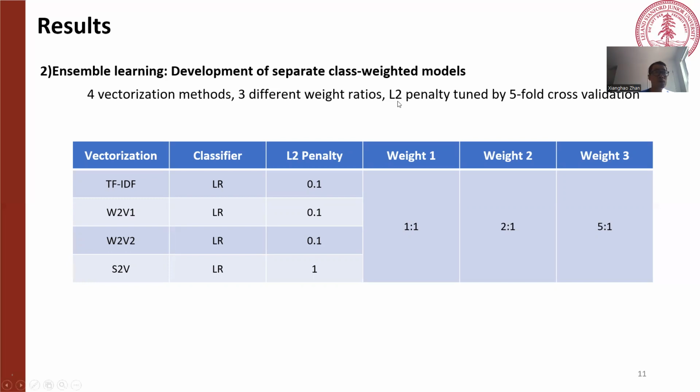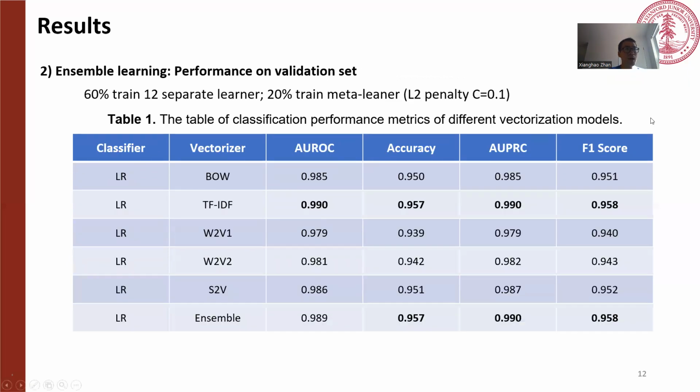And here we tune the L2 penalty of these separate learners based on the 5-fold cross-validation on the 60% data that is used to train the separate learners. And here shows the results after we included the ensemble learning approach.